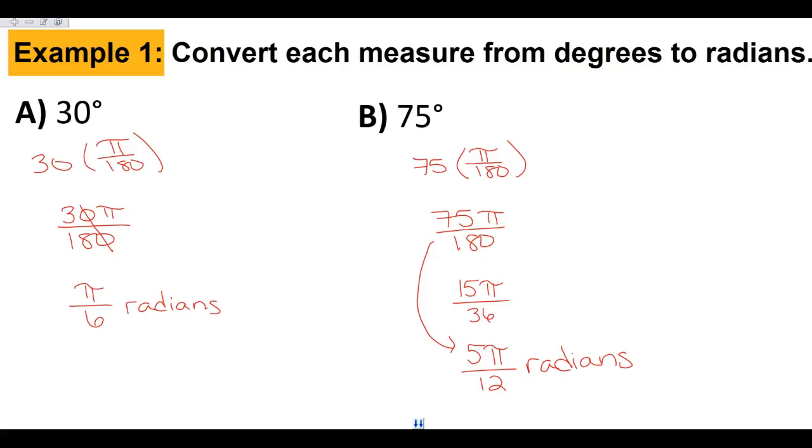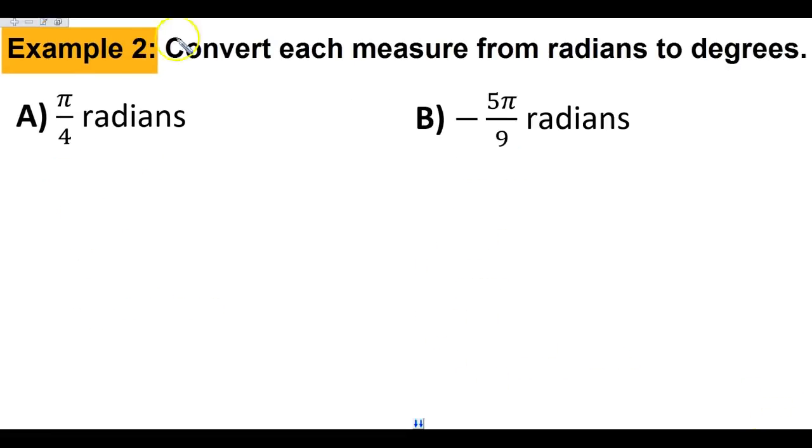All right, let's take a look at another example. Now I want to go the other way. I want to convert radians to degrees. So I'm going to take pi over 4, and I'm going to multiply by 180 over pi.